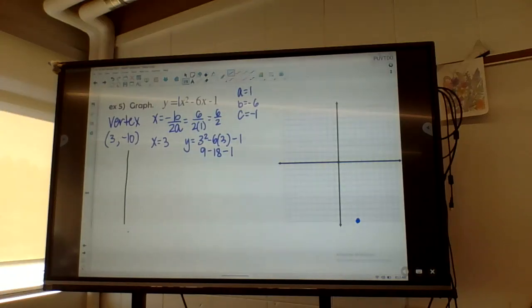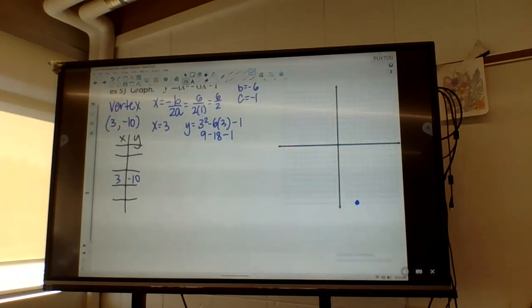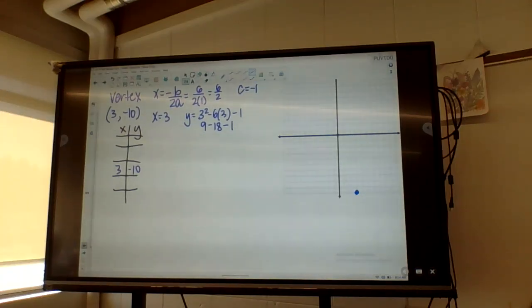So what we do from here, and I don't know if we've completely graphed one much together recently, we go and put that in the middle of our table. So 3, negative 10 is a point that we're going to put in the center of our table. And then I'm just going to pick numbers smaller and larger than that. So I'm going to go 2, 1, 4, 5, and we're going to substitute back in.